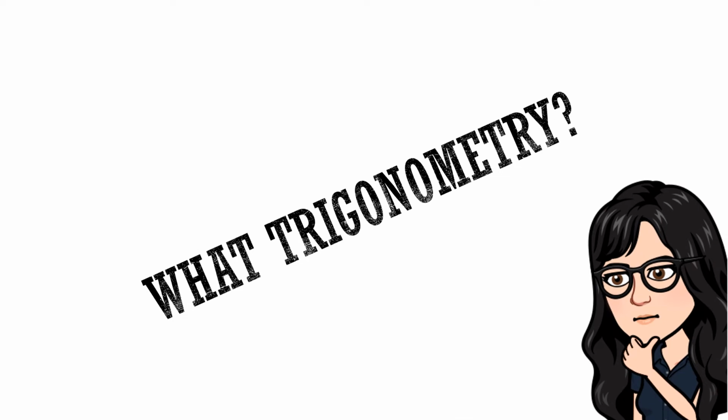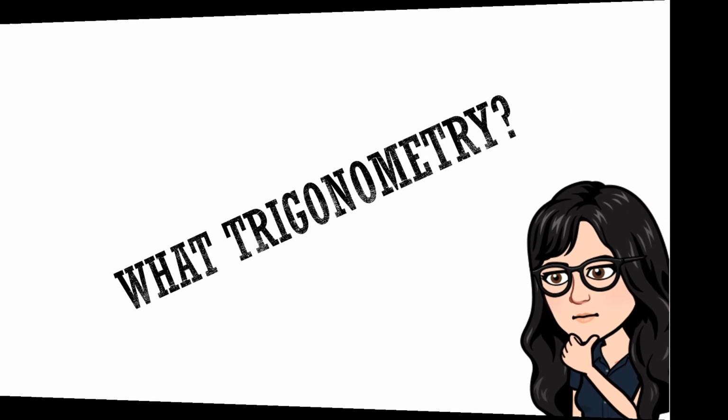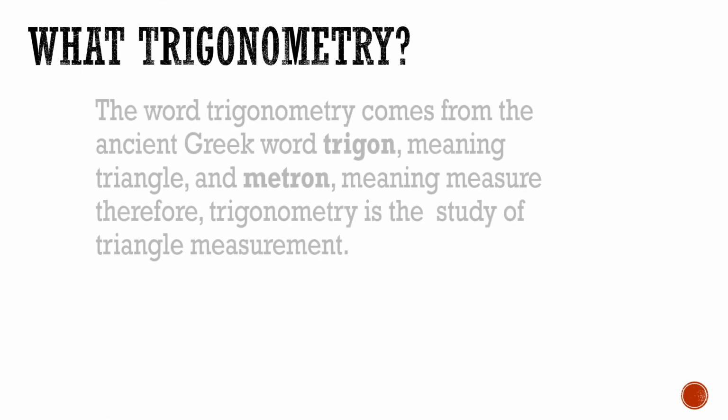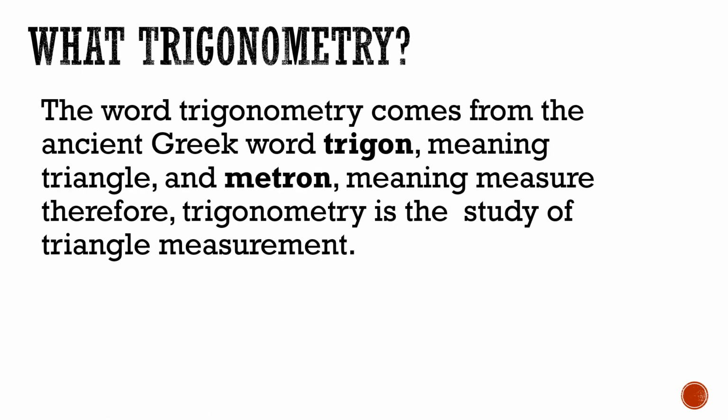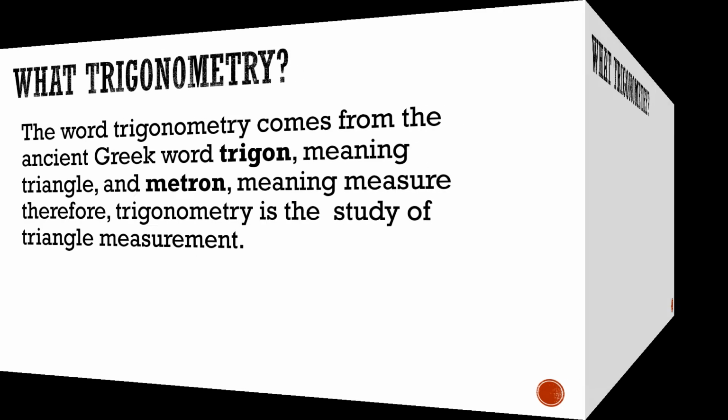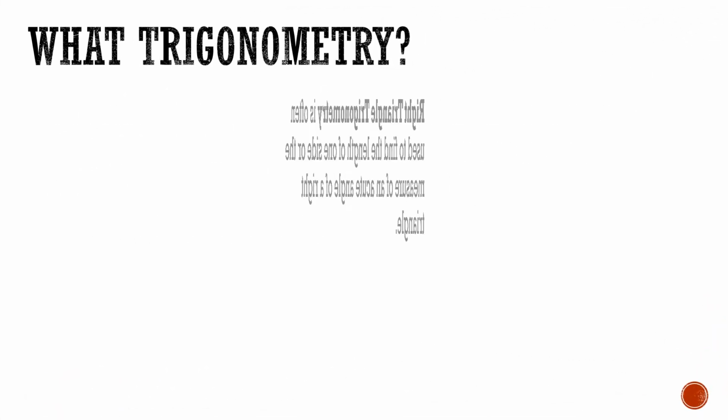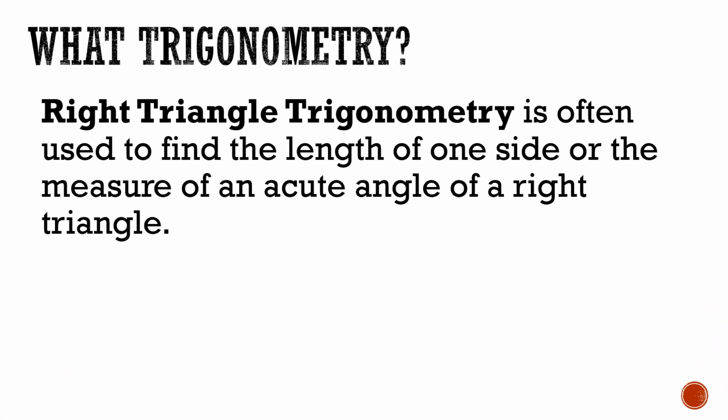What is trigonometry? The word trigonometry comes from the ancient Greek word trigon, meaning triangle, and metron, meaning measure. Therefore, trigonometry is the study of triangle measurement. Right triangle trigonometry is often used to find the length of one side or the measure of an acute angle of a right triangle.